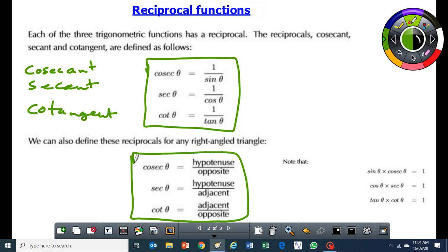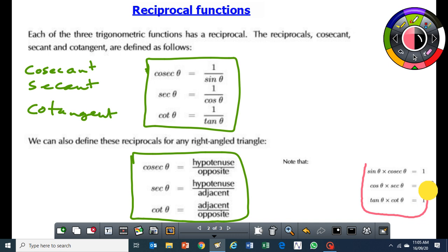Now if you multiply a trigonometric ratio and its reciprocal, the answer that you always get is 1. So if you multiply the original trigonometric ratio and its reciprocal, you always get 1.